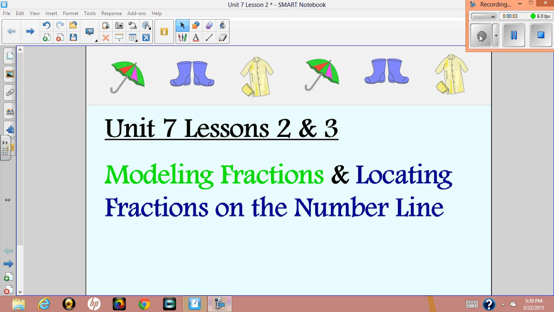Welcome to Unit 7, Lessons 2 and 3. We're combining these because so many of the elements that we will be discussing in both these lessons are intertwined. First, we'll be discussing modeling fractions and then locating those fractions on number lines.